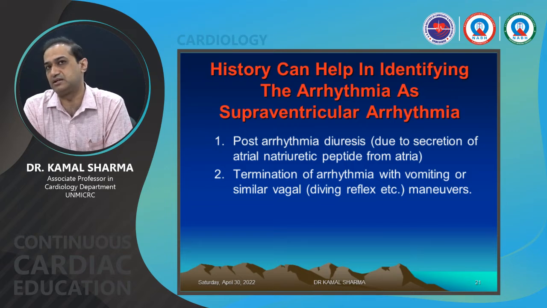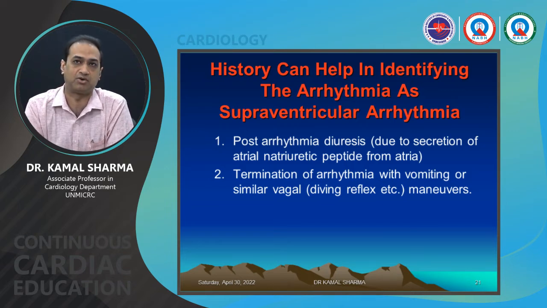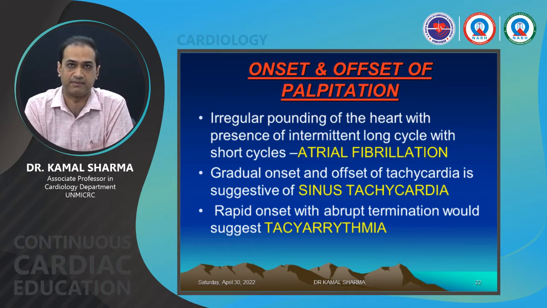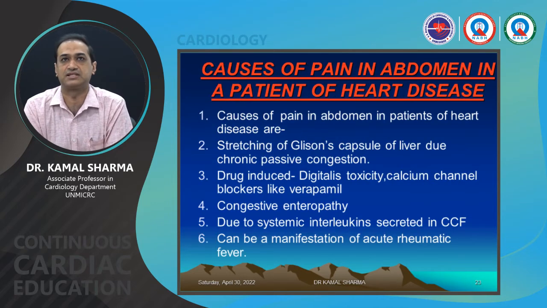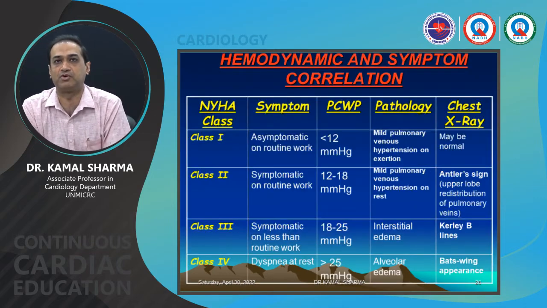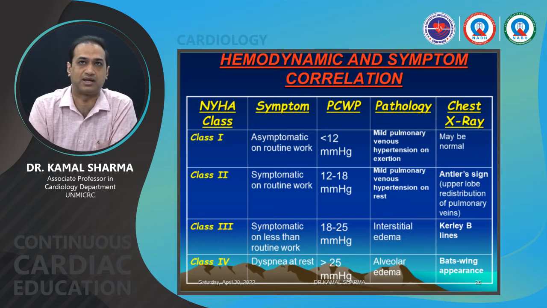Post-arrhythmic diuresis and termination of arrhythmia by vomiting or vagal maneuvers help point to this being atrial or supraventricular tachycardia. Irregular pounding of the heart, with intermittent long cycle and short cycle, suggests AFib, while rapid onset and termination would suggest a tachyarrhythmia. Patients can sometimes have abdominal pain, which may be of multiple etiologies, and so can anorexia.